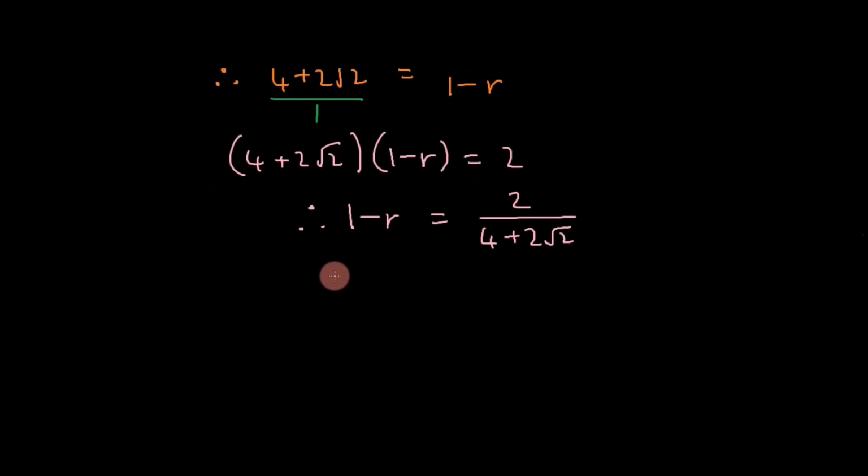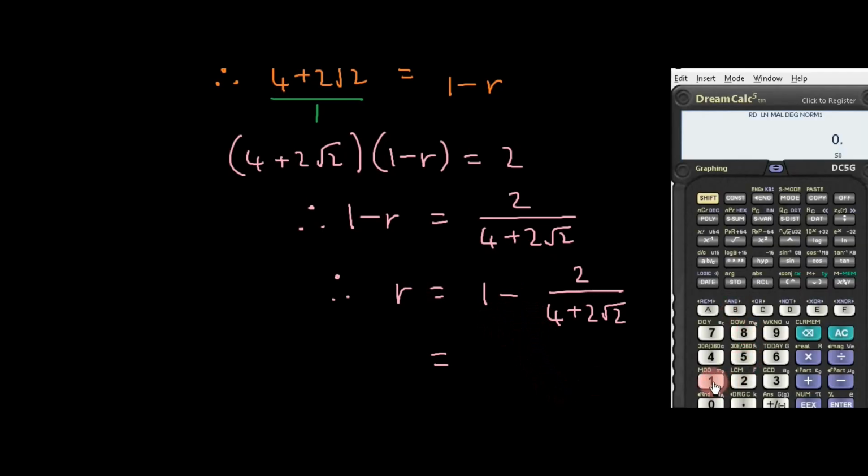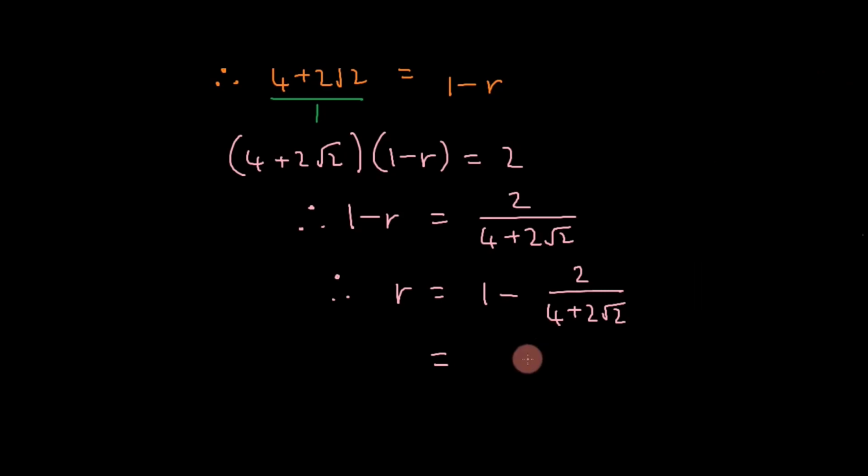Now we can divide 4 plus twice root 2 into the right-hand side, and we can solve for r easily. r will equal 1 minus the term on the right-hand side. So just making r the subject of the formula in this equation. And this we can find on a calculator. So it's 1 minus 2 divided by 4 plus twice root 2. And it comes to 0.71 corrected to 2 decimal places. So r equals 0.71.